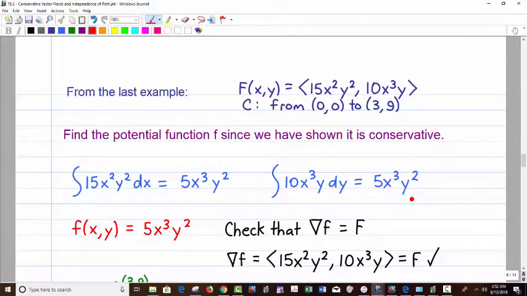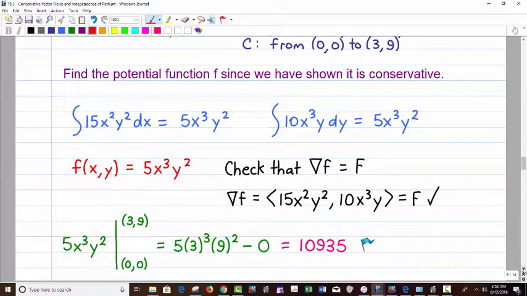And you may recall we're always going to get one thing in common there, and you only have to include it once. Had there been any other loose pieces, then we would have included those with it. So if you feel comfortable with that, you can move on. But if you want to check it by taking the gradient of this, the x partial and the y partial, and make sure it equals your vector field, you can do that if you want.